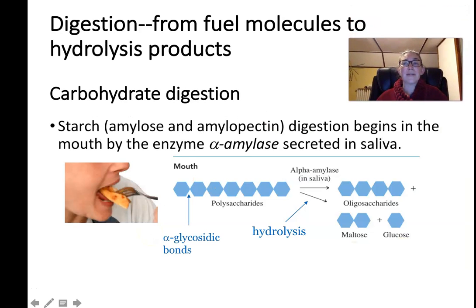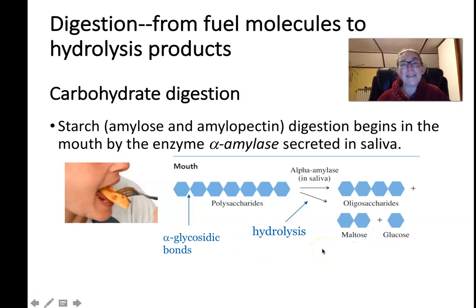All right, so the first step of catabolism is digestion. It's how we take large biomolecules and break them up into smaller biomolecules. The first biomolecule we'll talk about is carbohydrates. So carbohydrate digestion. Starch, amylose and amylopectin are our polysaccharides. They're made up of long chains of glucose, and we break them down through enzymes. We digest them ultimately into monosaccharides by breaking those alpha glycosidic linkages between the glucose molecules.